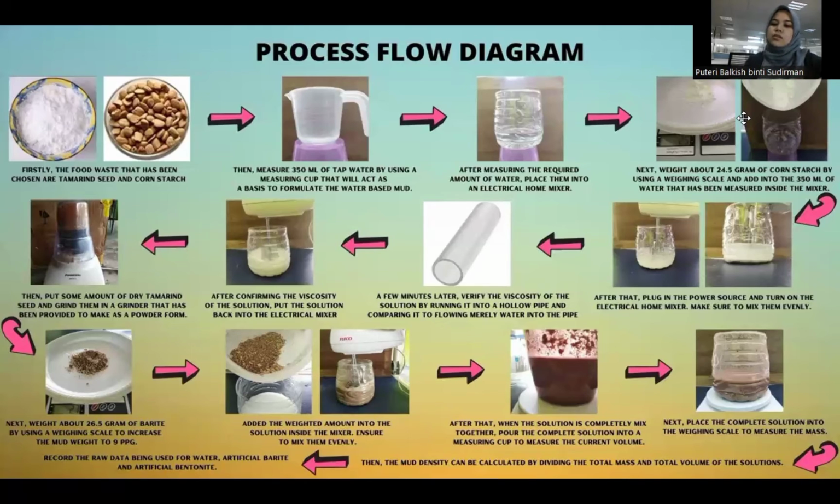After that, when the solution is completely mixed, pour the complete solution into a measuring cup to measure the current volume. Next, place the complete solution on the weighing scale to measure the mass, and then the mud density can be calculated by dividing the total mass by the total volume of the solution.